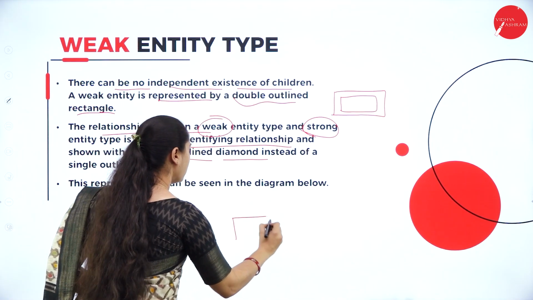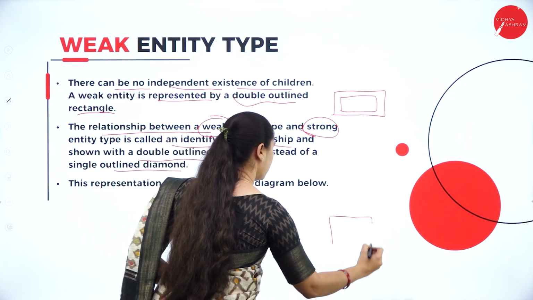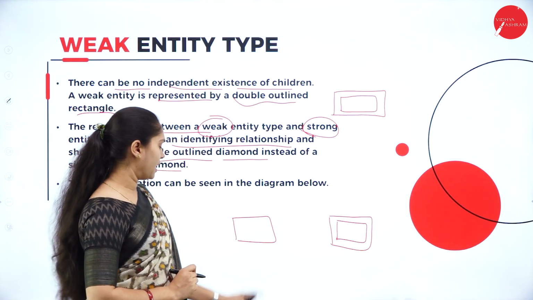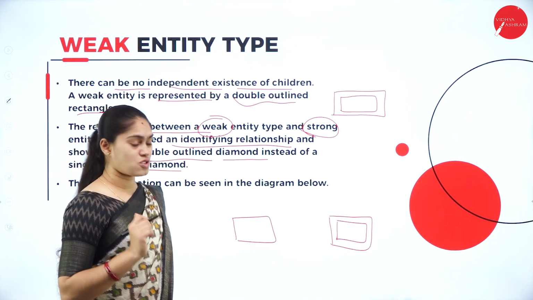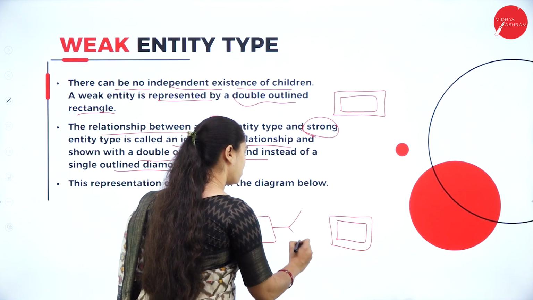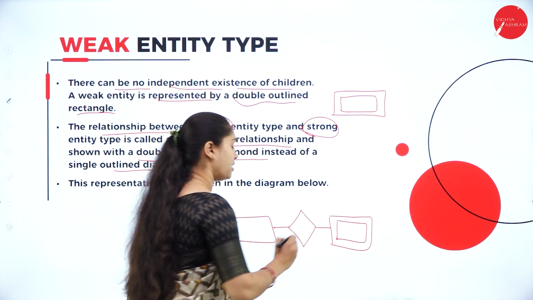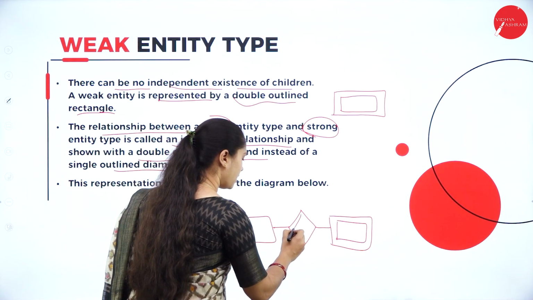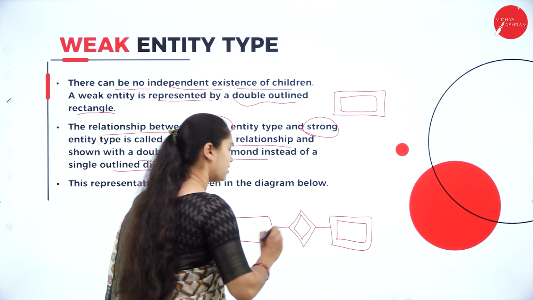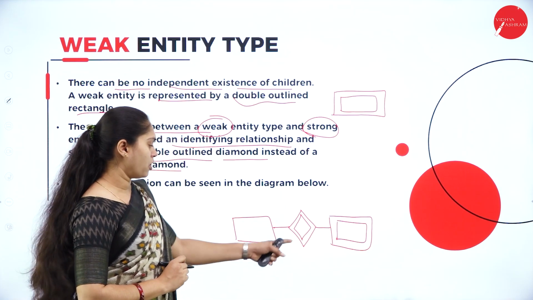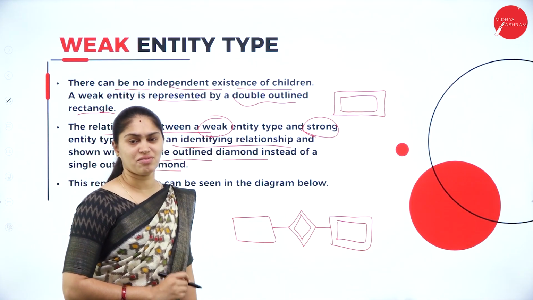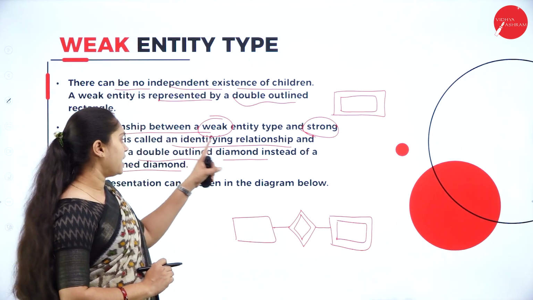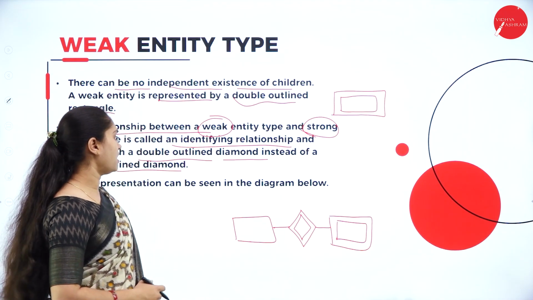Imagine here I have a strong entity and here we have a weak entity. How do I get to know which is strong and which is weak? If it is a double outlined rectangle, weak. If it is a single outlined rectangle, strong. Now I want to have a relationship between this strong and weak entity. Then instead of a single diamond, we have to draw a double outlined rhombus or diamond shape. Why? Because this helps us identify the relationship between strong and weak entity, and this specifies the identifying relationship. Here you can see an example.